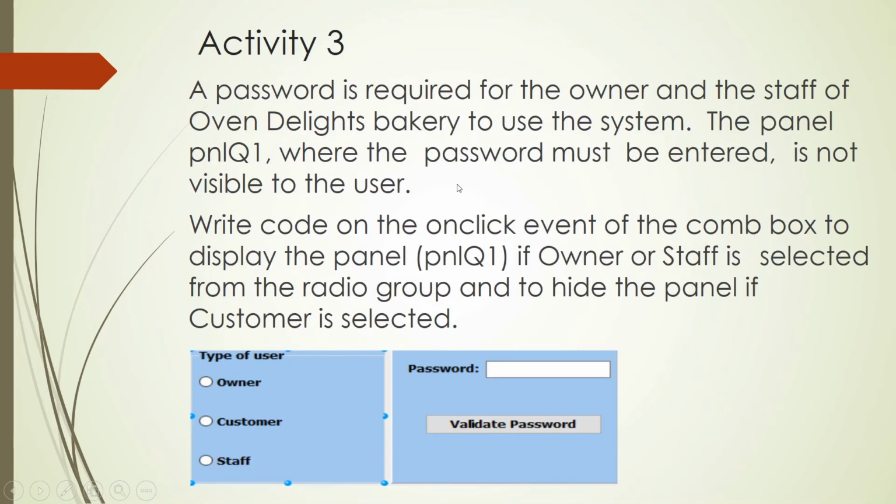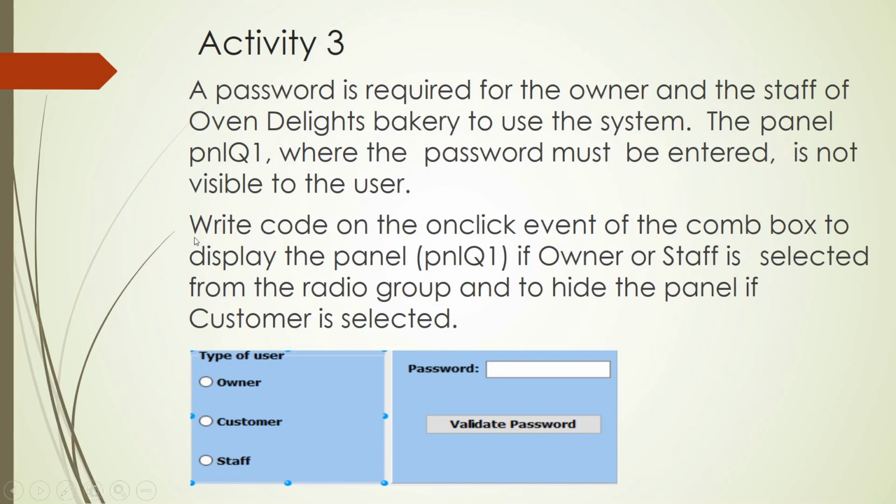I've prepared an activity for you, so let's look at it. A password is required for the owner and the staff of Oven Delights Bakery to use the system. The panel PNLQ1, where the password must be entered, is not visible to the user. Write code on the on-click event of the combo box to display the panel if the owner or staff is selected from the radio group, and to hide the panel if customer is selected.